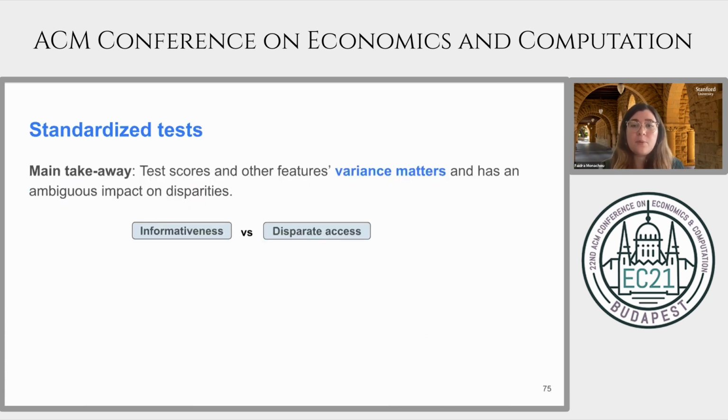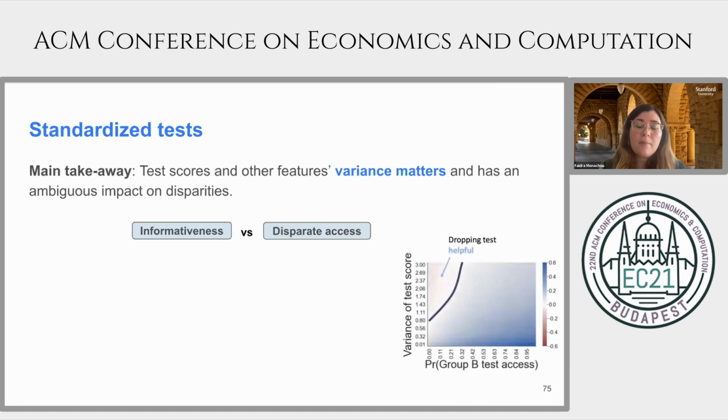So the main takeaway is that when we drop test scores, so one of the key available features, the test scores and other features variance really drives all the results and can actually have an ambiguous impact on disparities. So we can see that dropping test scores may sometimes lead to a less diverse, less academically qualified class. But as we see here in this figure, there is actually a trade-off with access. So if there are sufficiently high barriers to testing, then dropping the test score may actually improve both metrics, so like both diversity and academic merit.